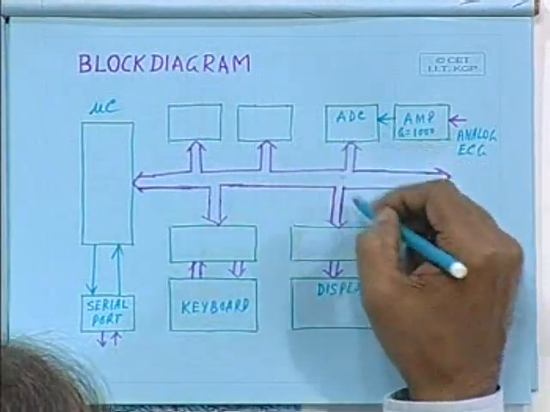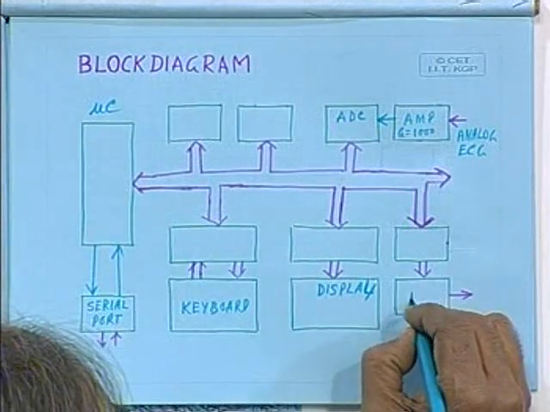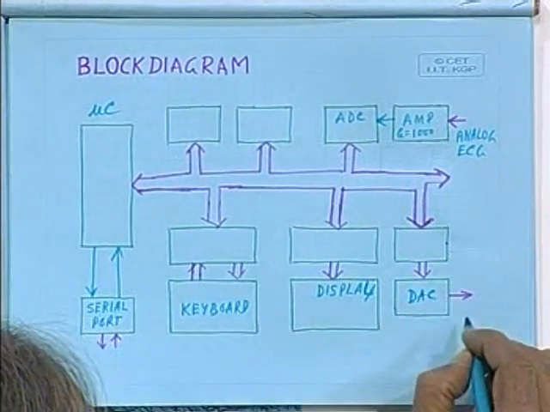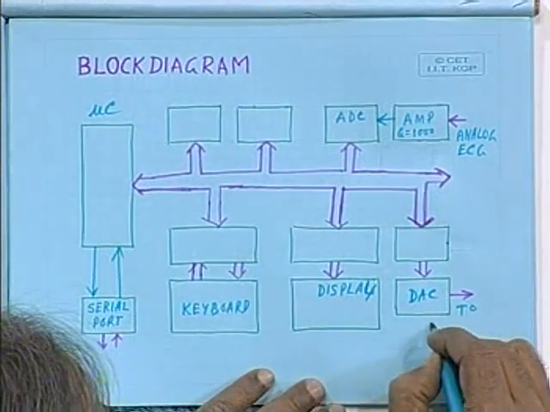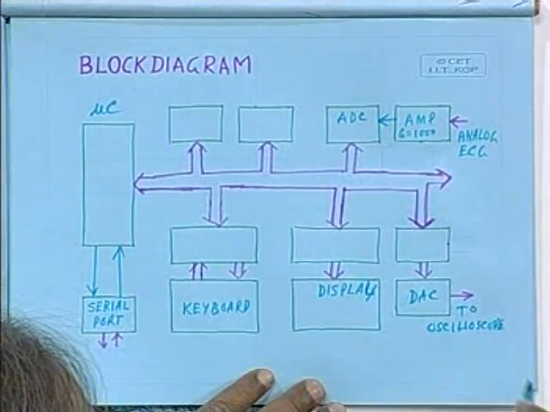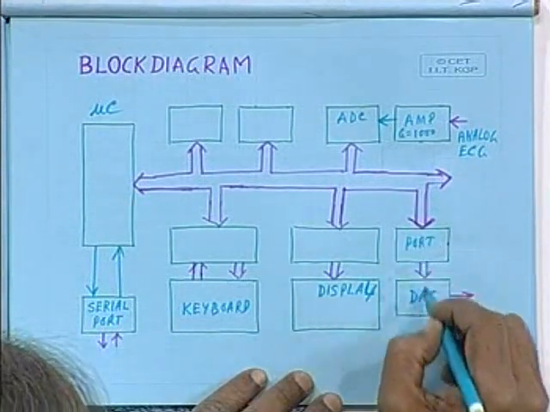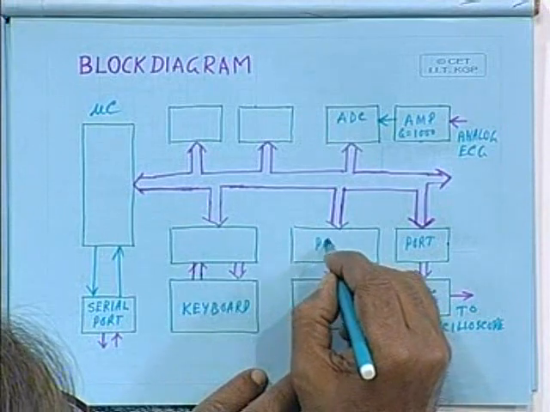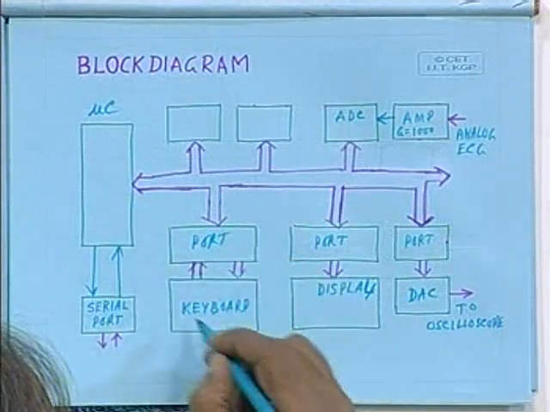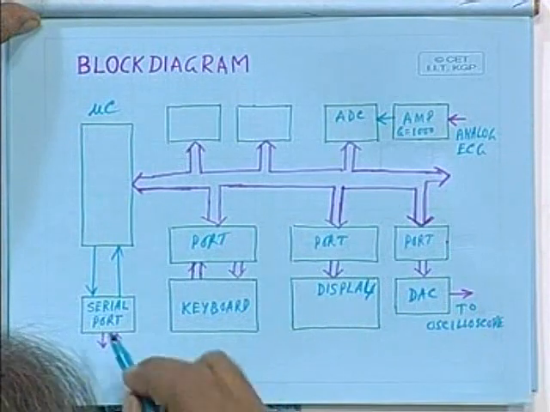Apart from these systems, input output devices, you also require one digital to analog converter, DAC, and this will go to the oscilloscope. And here you will require a port to interface the DAC. Here also you will require a port to interface the display. Here you will require a port to interface the keyboard. Suitable number of ports will be required to interface these input output devices.